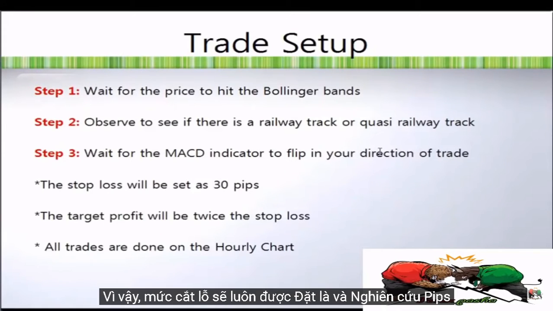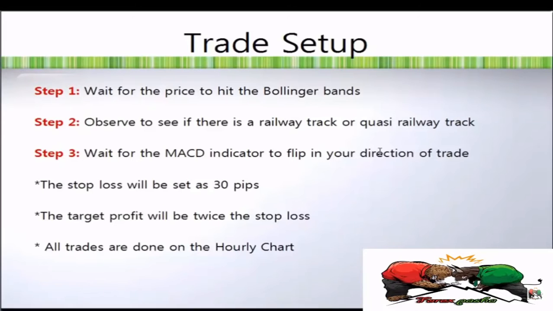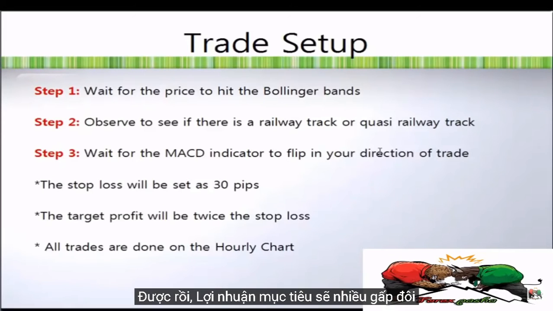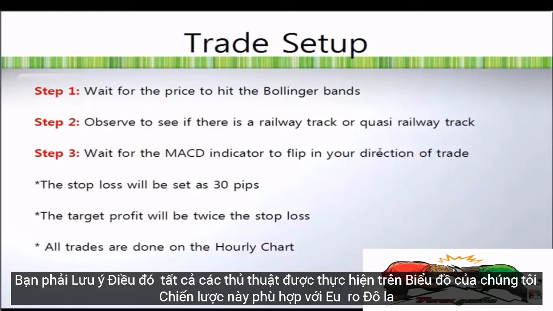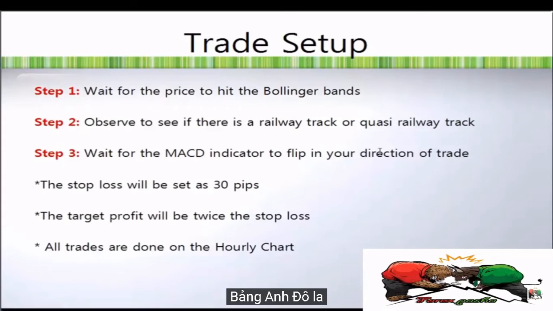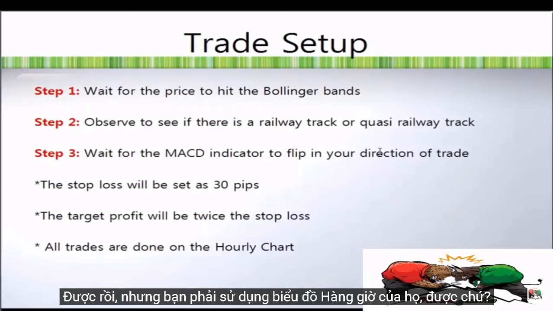So the stop loss will always be set at 30 pips. The target profit will be twice as much, which is 60 pips. So this strategy gives you a 1:2 risk reward ratio. And you must take note that all the trades are done on the hourly chart. This strategy works for the euro dollar, pound yen, but you have to use the hourly chart.